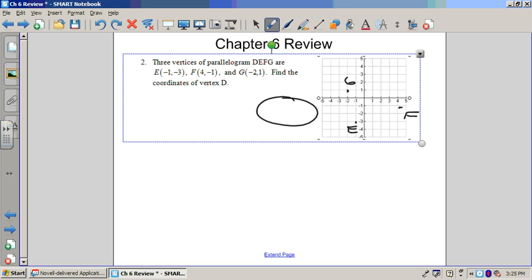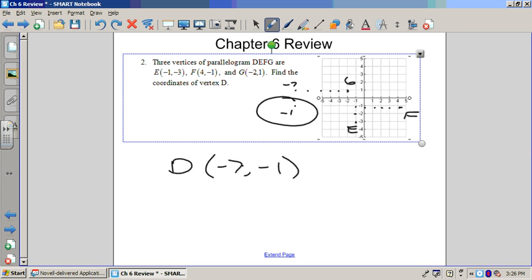The easiest way for me to work this problem is to say, how did I get from F to E? Well, in order to get from F to E, I went left 1, 2, 3, 4, 5, and down 2. So to get from G to D, I'm going to do the same. I'm going to go left 5, 1, 2, 3, 4, 5. That actually puts me at -7. Down 2 is going to put me at -1. So the coordinates of D must be -7, -1.